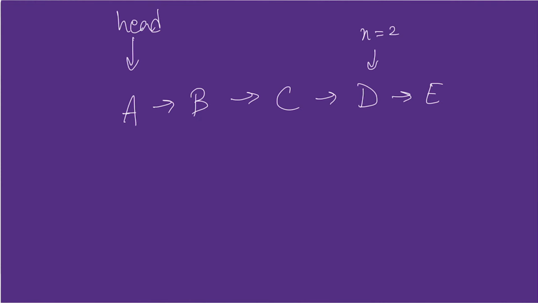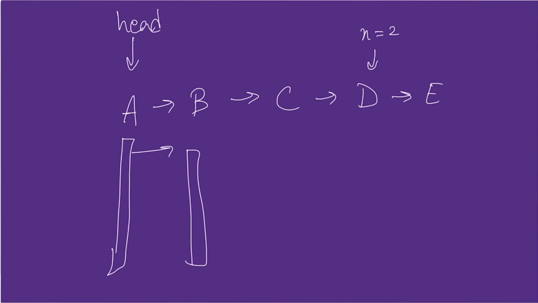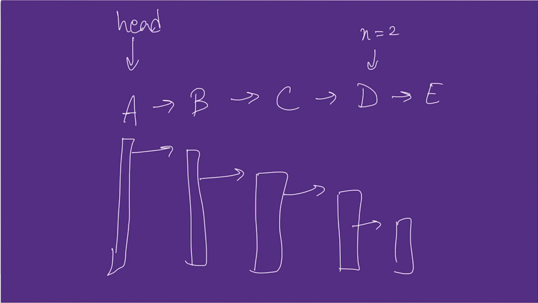So let's say for recursion, we start at A, and this bar basically represents the lifetime of the recursion method. And then from A, we call the same method again, but this time with the node B. And then let's say B does the same, calls it for C, C does the same for D, and then D does the same, but for E. And each time we pass head and n as the values.